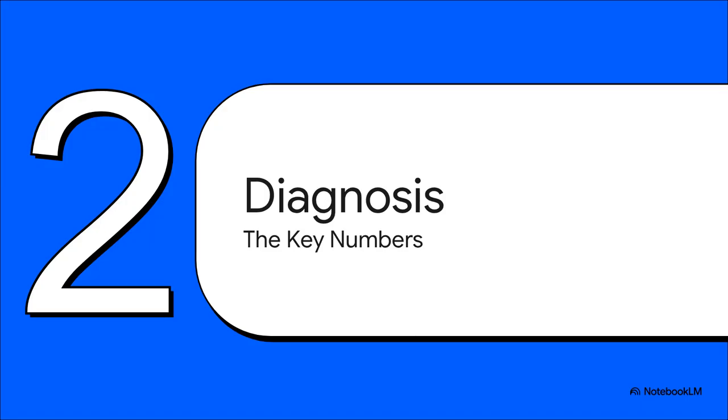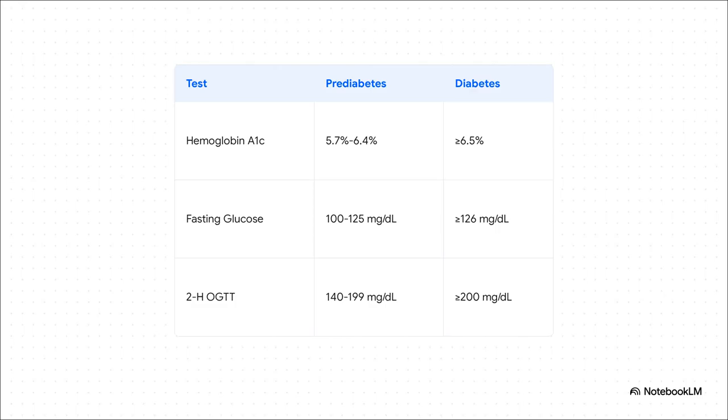So, you've screened your patient. Now what? Let's get into how we actually make the call. It really comes down to a few key numbers. All right, screenshot this, write it down, whatever you need to do, you have to have these numbers memorized. For an A1C, the magic number for diabetes is 6.5% or higher. Fasting glucose, that's 126. 2-hour glucose test, 200.